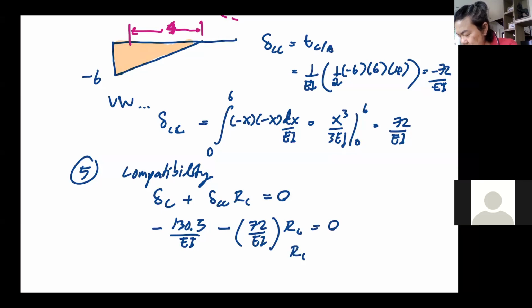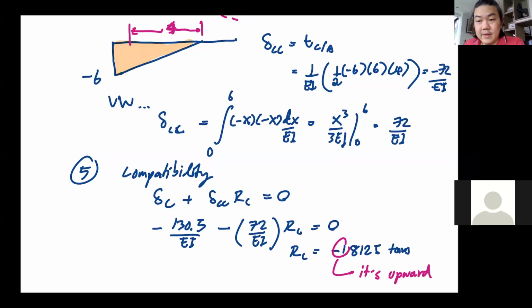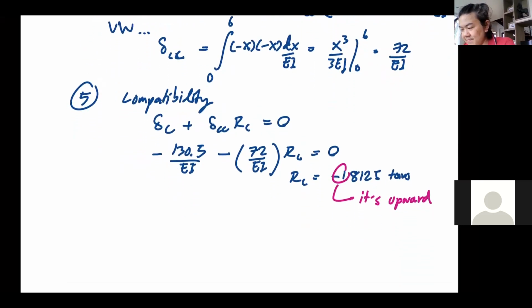So RC is minus 1.8125 tons. It's negative because I applied the unit load downward. This means that it's upward, because the sign is negative, which means it's the opposite direction of my assumed unit load. Okay, so after we get this, the rest should be a piece of cake.